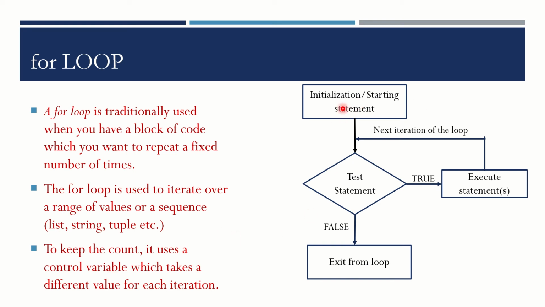We have the starting statement of the counter. We then evaluate it against the test statement. If the condition proves to be true, we then execute statements which form the body of the loop. We then go for the next iteration of the loop where the counter or the control variable takes another value. We check it against the test statement. If the test statement is true, then we execute statements, that is the body of the loop, and again go for the next iteration of the loop. Here again the control variable takes another value. We again evaluate it against the test statement. Here, if the test statement turns out to be false, then we exit from the loop. We do not go further.